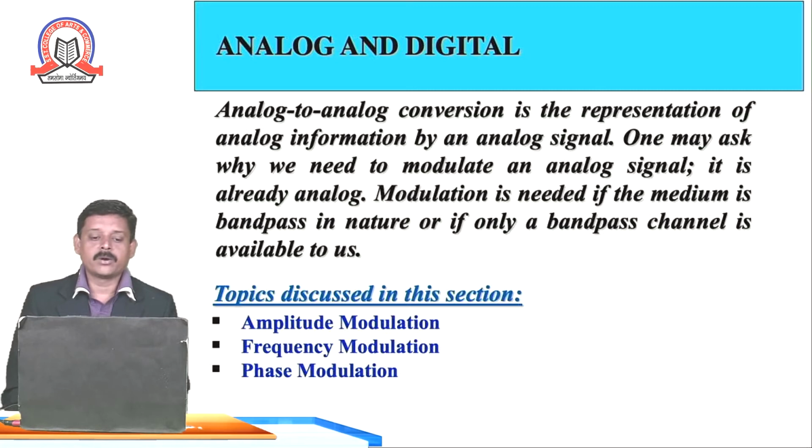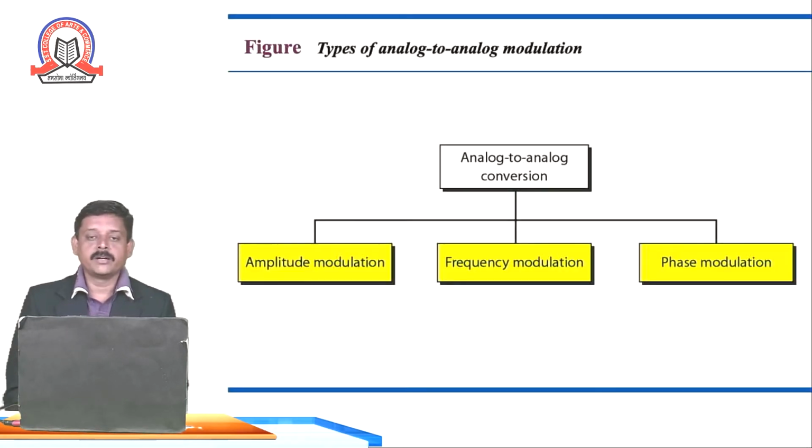We are going to discuss in this session the different modulation techniques, that is amplitude modulation, frequency modulation and phase modulation. As we know, in digital to analog signal conversion we have three different types, that is ASK, FSK and PSK, that is amplitude shift keying, frequency shift keying and phase shift keying. Depending upon the amplitude, frequency and phase, we are modulating the signals. So these are the three basic types of analog to analog conversion: amplitude modulation, frequency modulation and phase modulation.